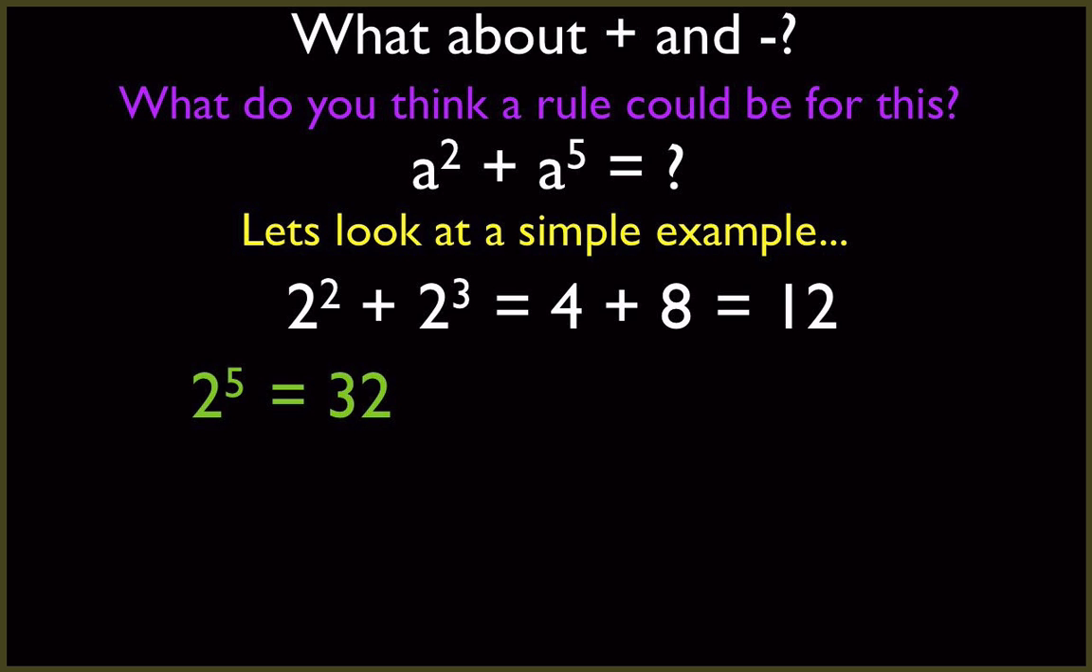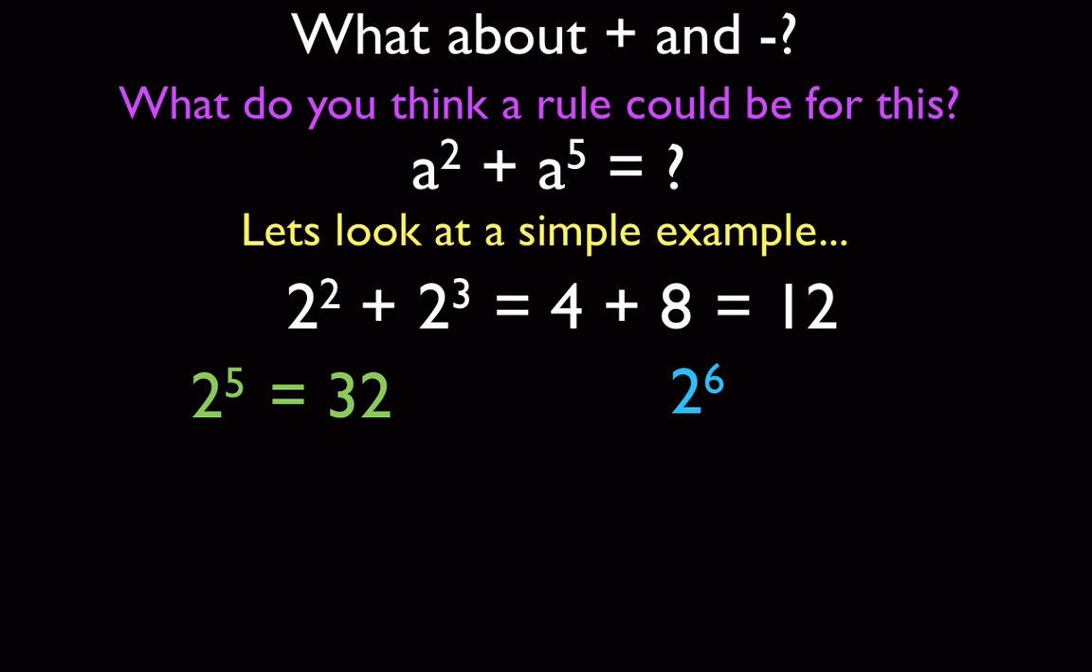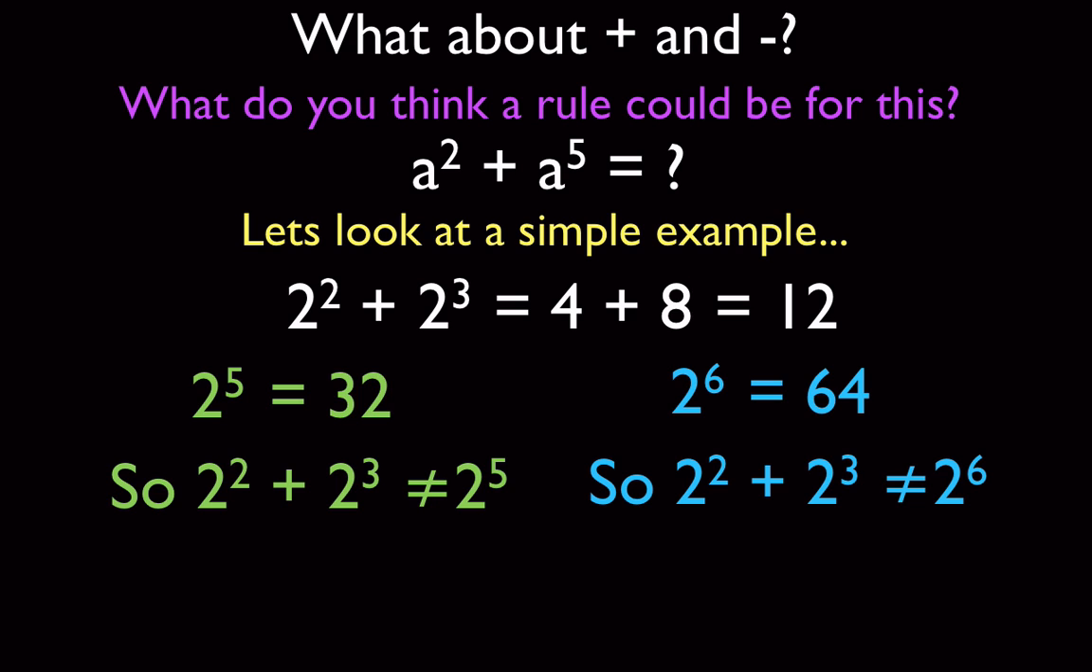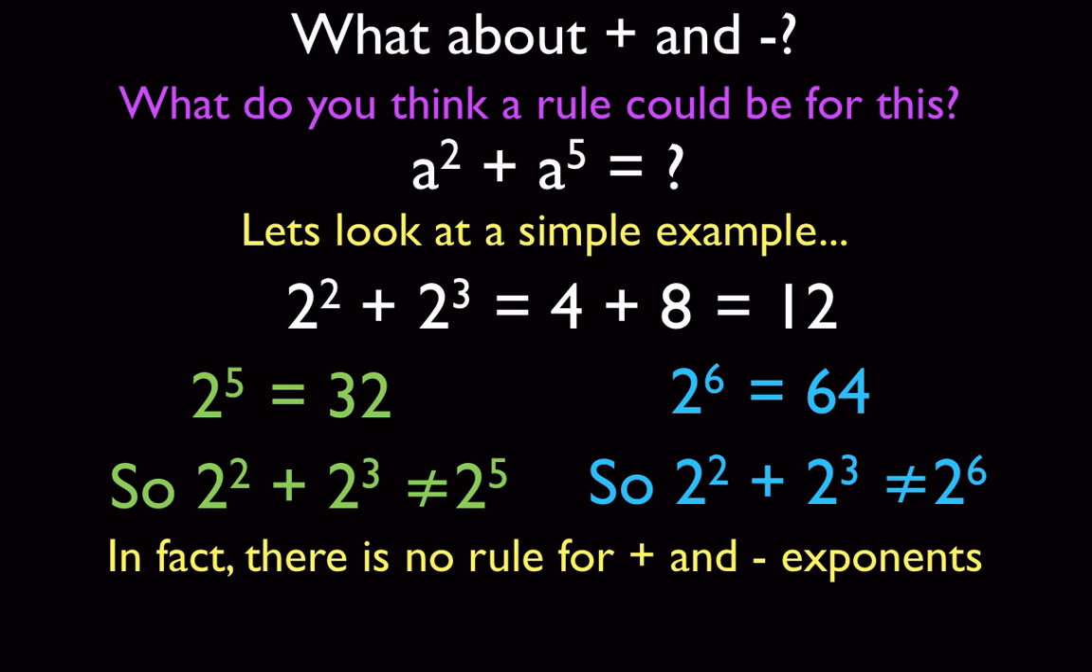So not only is the number far too large, if I go ahead and apply that and say, well, what if I multiply them? 2 to the 6 is going to be even larger. In fact, it's going to be 64. So neither of those options is a viable one, one that actually works. In fact, like I said before, there is no rule that actually works. When you have something like a to the 2nd plus a to the 5th, there's nothing you can do. Your final answer is what you started with.